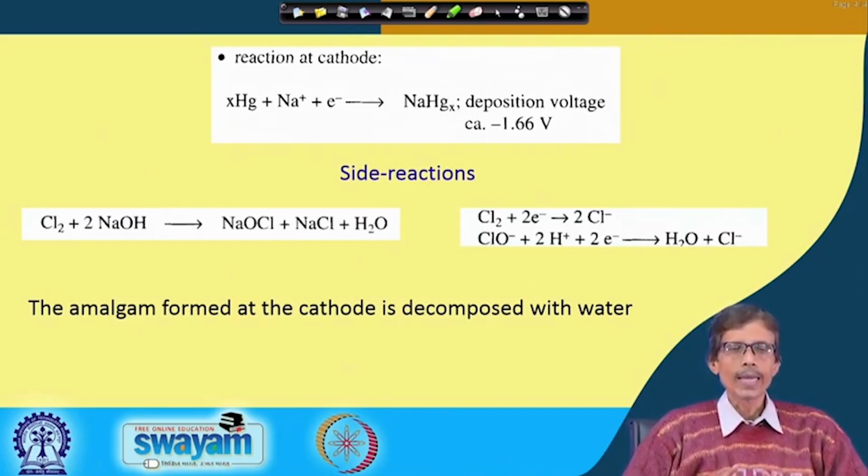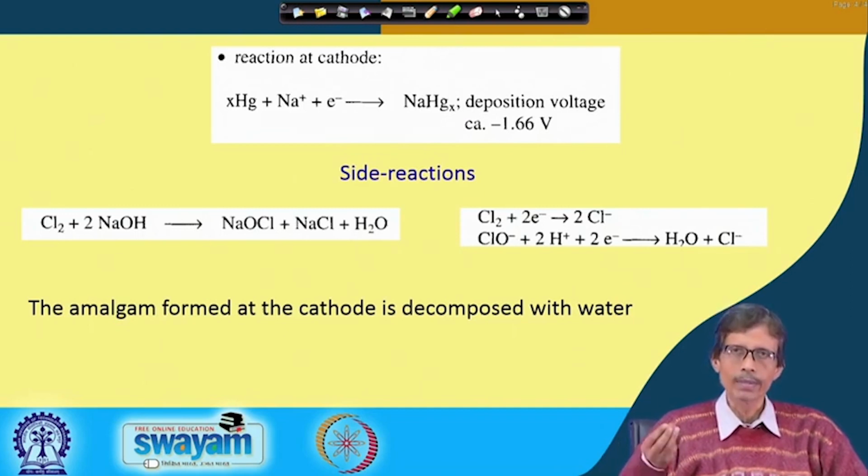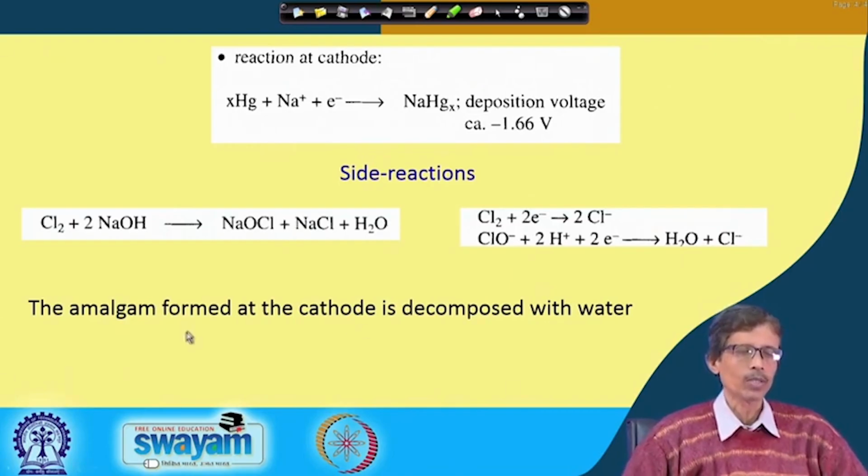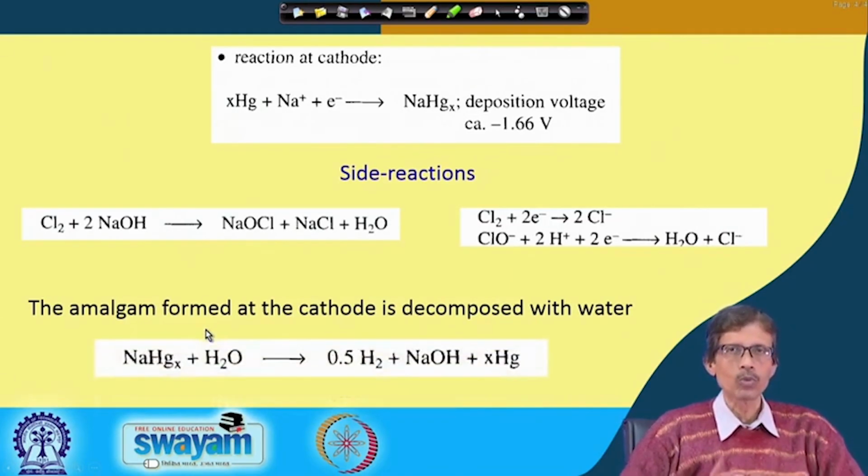So, with NaHgX in your hand, chloride is giving you chlorine gas, and the chlorine gas is leaving your chamber. We are not getting that chlorine for another purpose, that means the chlorine for the reaction with sodium hydroxide. The amalgam formed at the cathode is next allowed to decompose with water. So, you allow the reaction of amalgam with water.